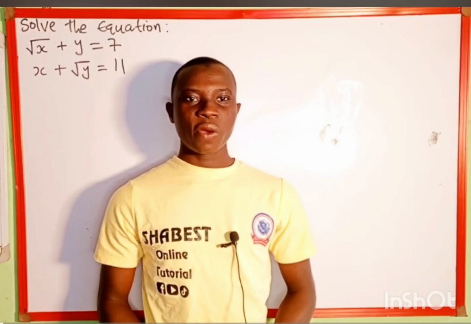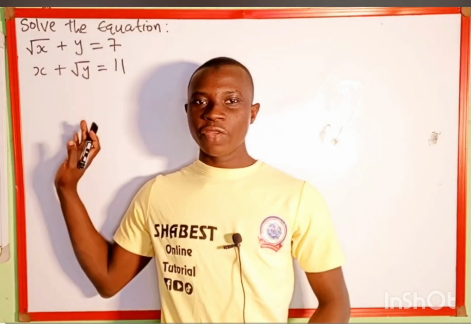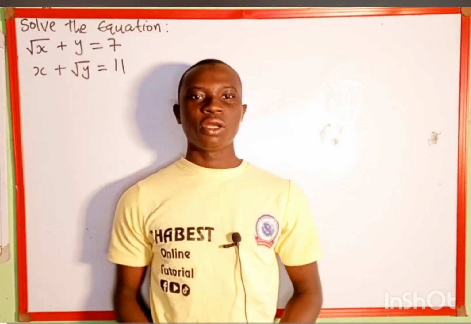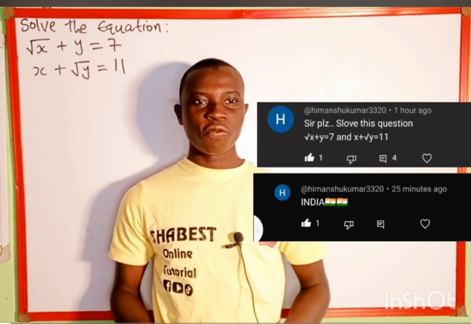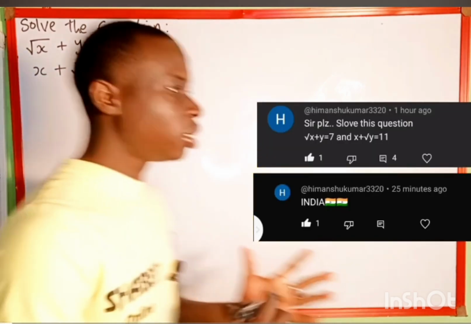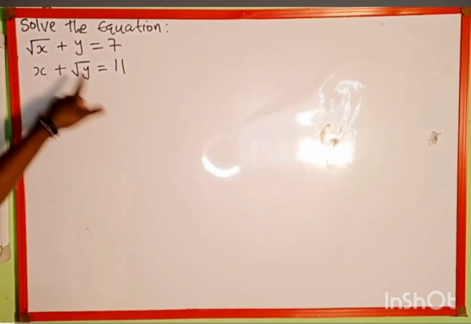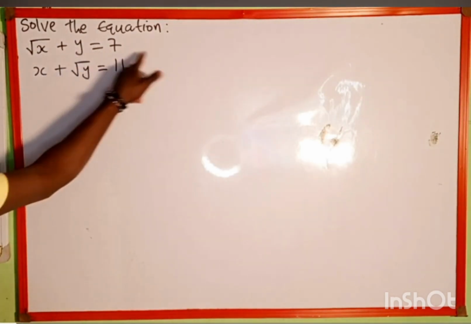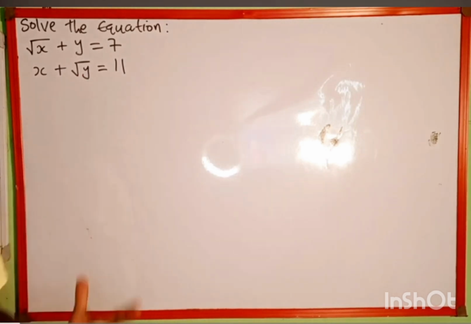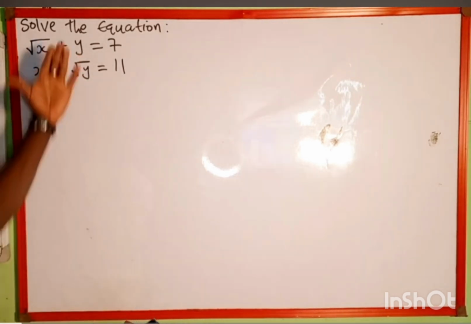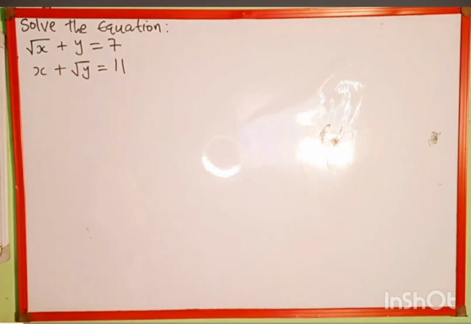In today's tutorial, we're going to learn how to solve for the value of x and y from this linear equation simultaneously. This question was sent to me this morning from one of my followers from one country. The question reads: solve the equations root of x plus y is equal to 7, and the second equation is x plus root of y is equal to 11. So how are we going to solve for the value of x and y simultaneously from these equations?